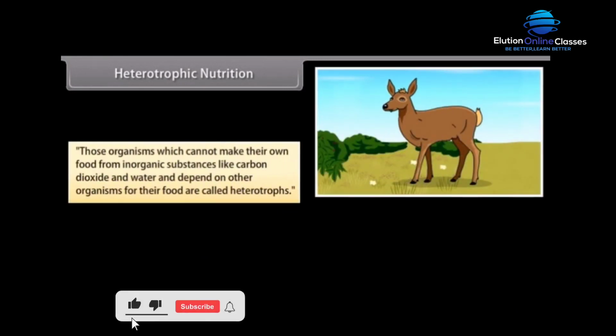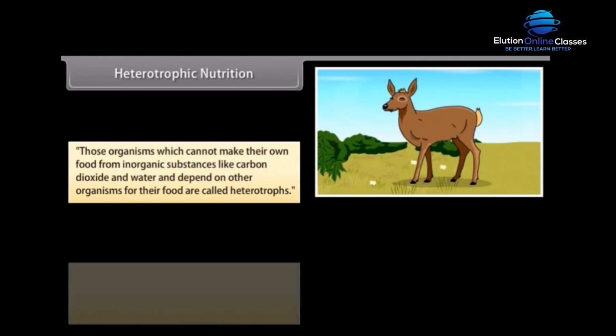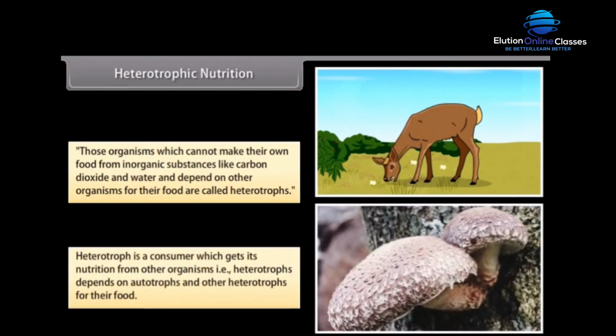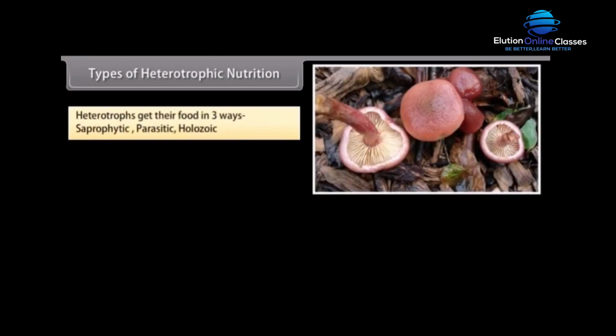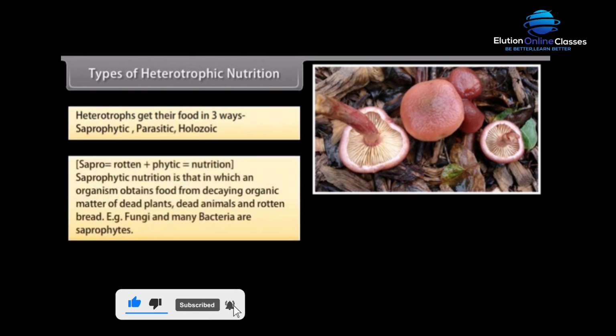Those organisms which cannot make their own food from inorganic substances like carbon dioxide and water and depend on other organisms for their food are called heterotrophs. A heterotroph is a consumer which gets its nutrition from other organisms. That is, heterotrophs depend on autotrophs and other heterotrophs for their food. Types of heterotrophic nutrition. Heterotrophs get their food in three ways: saprophytic, parasitic, holozoic. Sapro means rotten and phytic means nutrition.